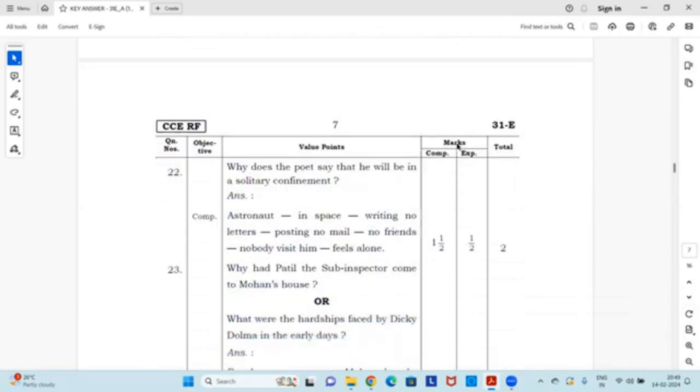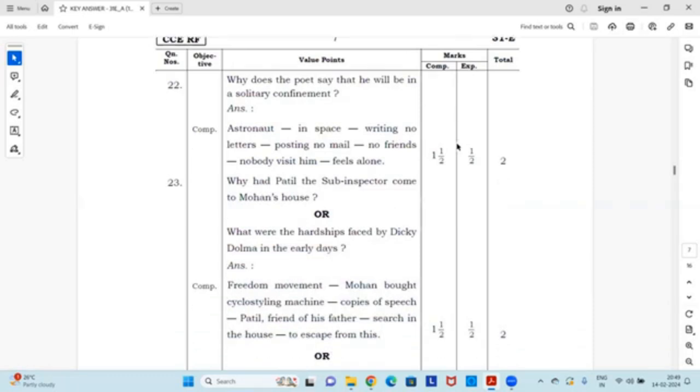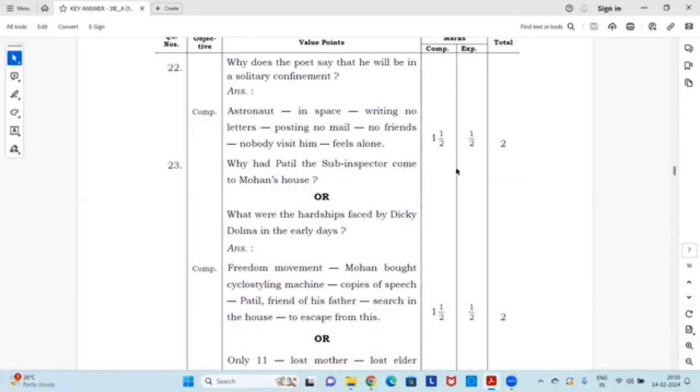Let's quickly move on to the next question, 22. Why does the poet say that he will be in solitary confinement? The answer: an astronaut going to space, writing no letters, posting no mail, no friends, nobody visits him, he feels alone. Okay. The poet says that he will feel alone, in solitary confinement, like being in a prison or a cell. So here the astronaut, as he is going into space, will have no chance of writing letters because there will be no one to receive or give the letters. There will be no mail, no exchange of posting mails and letters, and there will be no friends. Nobody will be visiting him, and he will be all alone in space. So this is how the poet feels that he will be in solitary confinement.